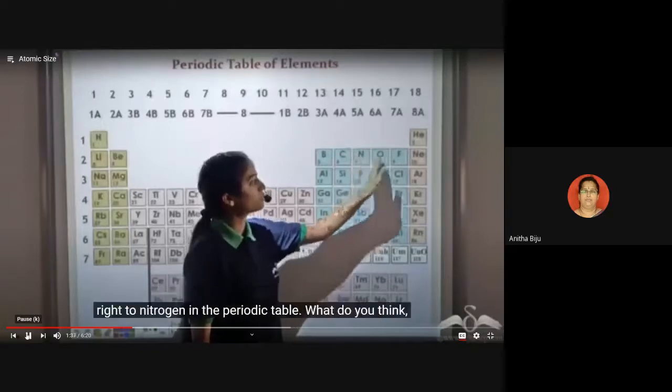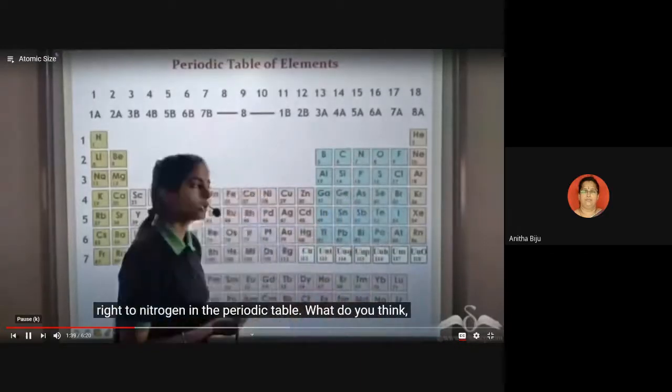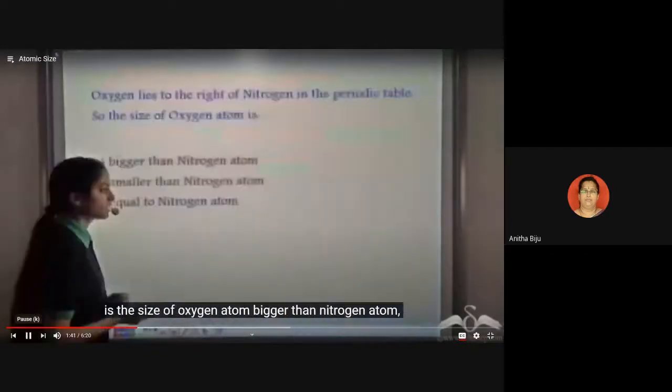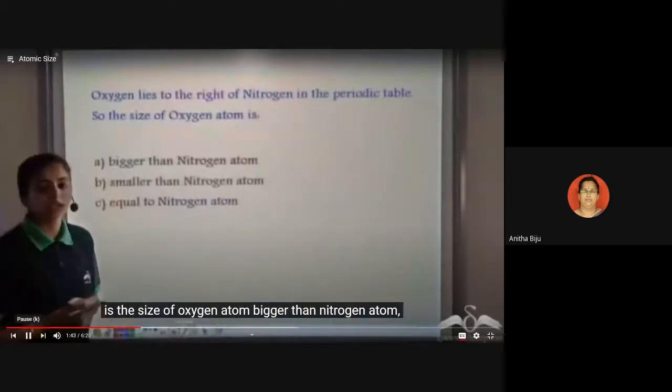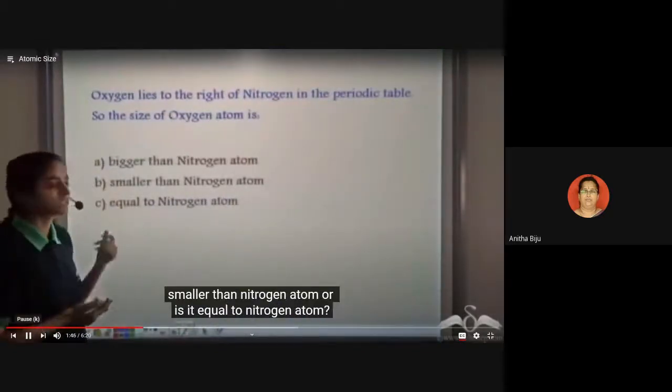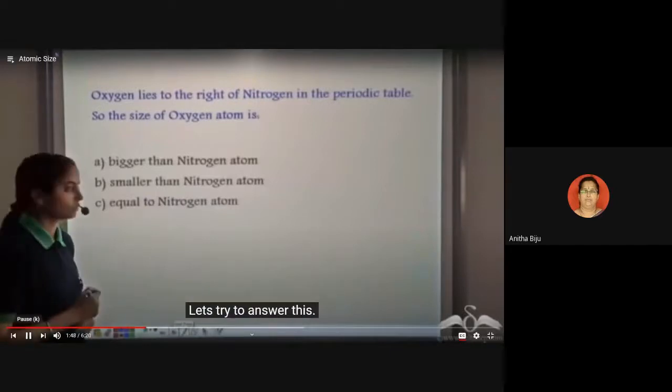Oxygen is to the right of nitrogen in the periodic table. What do you think? Is the size of oxygen atom bigger than nitrogen atom, smaller than nitrogen atom, or is it equal to nitrogen atom? Let's try to answer this.